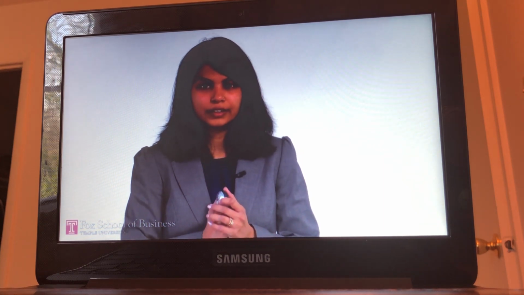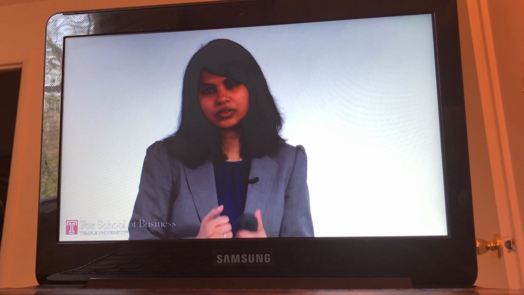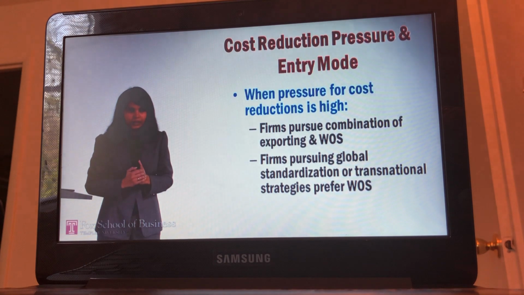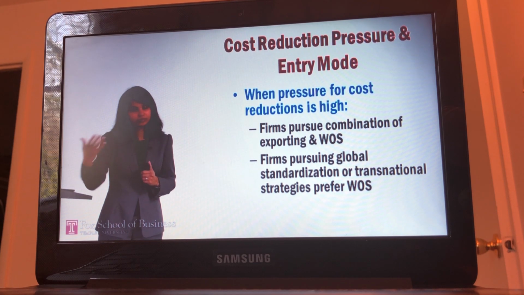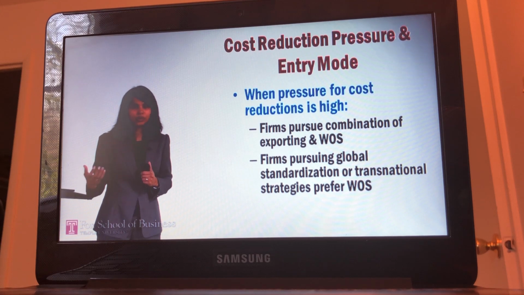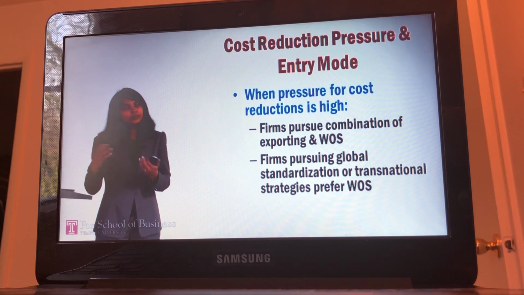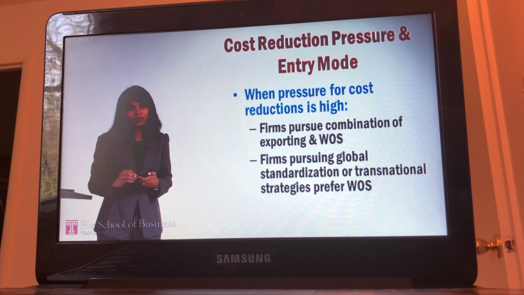Second, look at the type of pressures firms face in the global market. If a firm faces huge cost reduction pressure, such as firms which follow a global standardization strategy or transnational strategies, they need a lot of control over all their operations worldwide to be able to take benefits from location economies as well as experience curve economies. And to have such control, you might have to rely on the wholly owned subsidiary mode, because it gives a firm maximum control over its foreign operations.